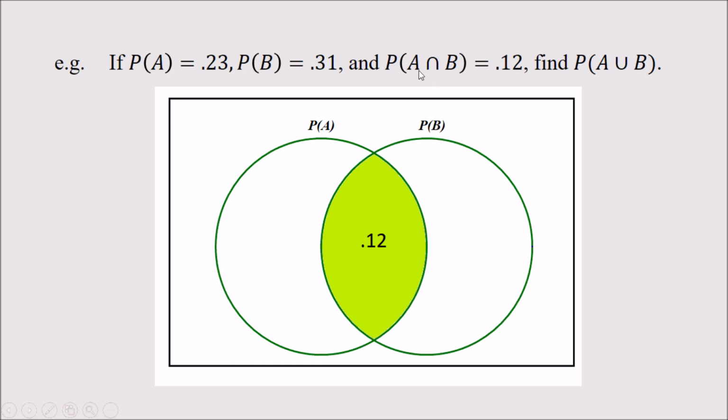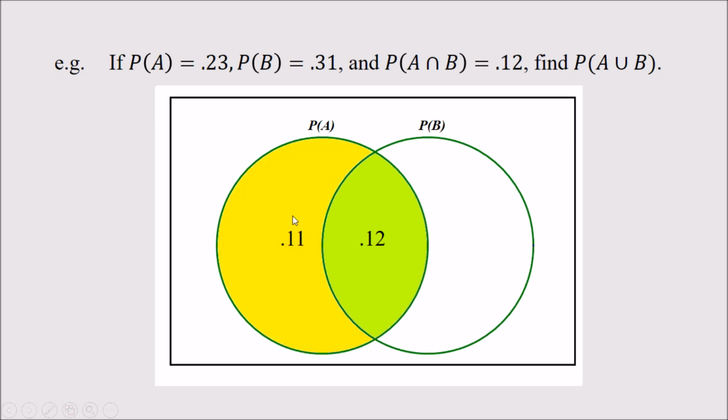So we know the intersection, the probability of A and B, is 0.12, which I've already labeled here. Next, the probability of event A occurring is 0.23, but I already know this part of the probability circle is 0.12, so the part over here in yellow must be 0.11. That 0.11 is the probability of A occurring and B not occurring. Similarly, over here we have the probability that B occurs and A does not occur, and that's 0.19.